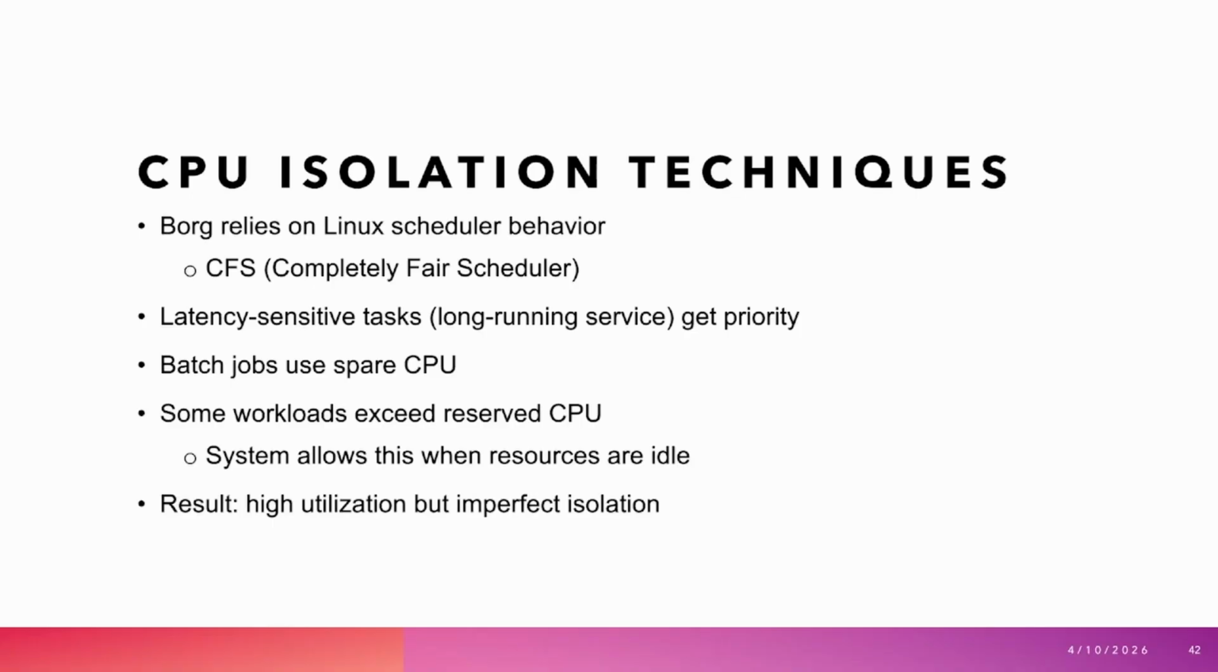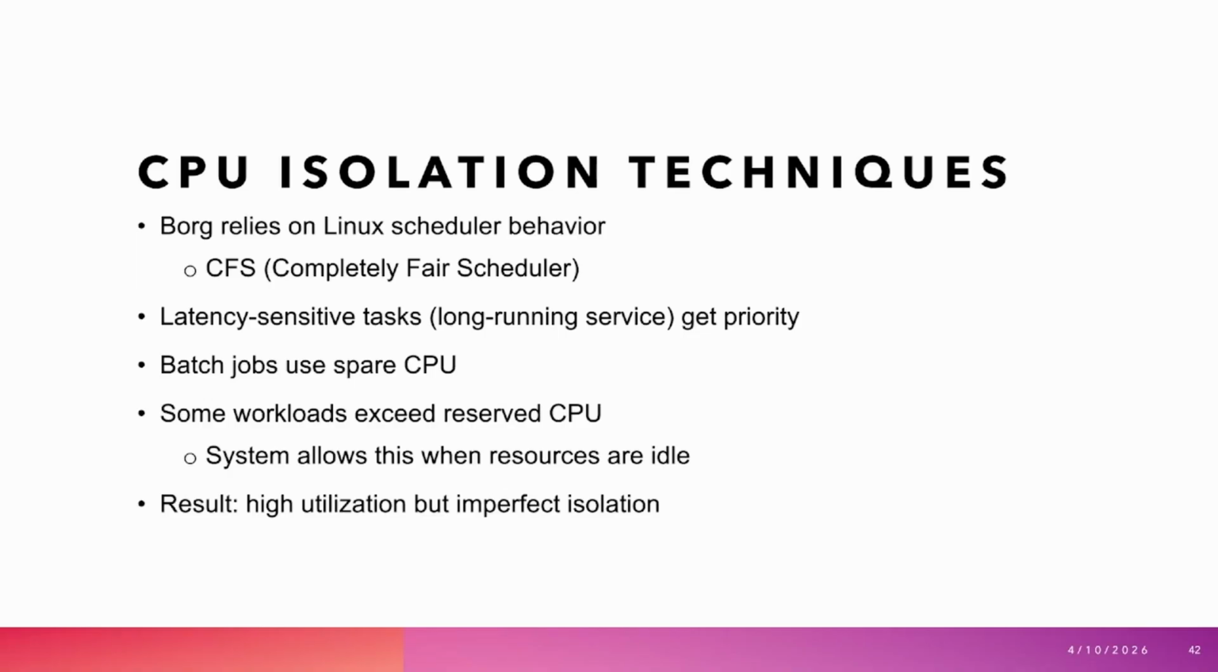For CPU resources, Borg relies heavily on the underlying Linux scheduler, specifically the Completely Fair Scheduler, or CFS, rather than implementing its own custom scheduler from scratch. The idea behind CFS is that it tries to divide CPU time fairly among all running processes, but Borg builds on top of that by influencing how tasks are prioritized.